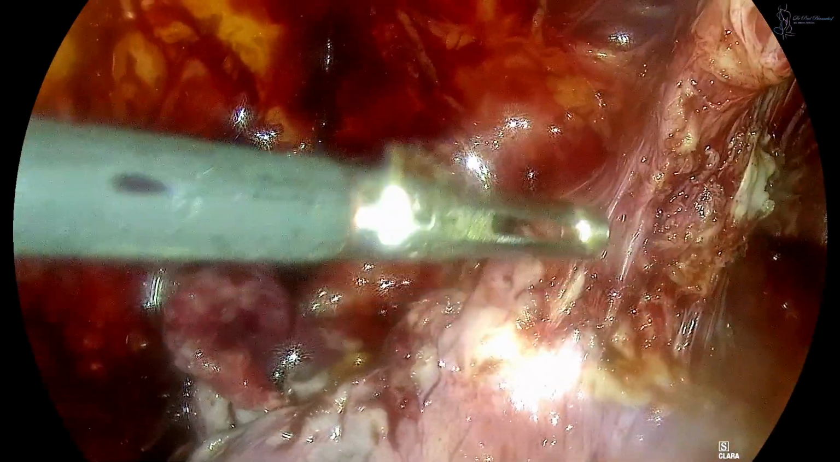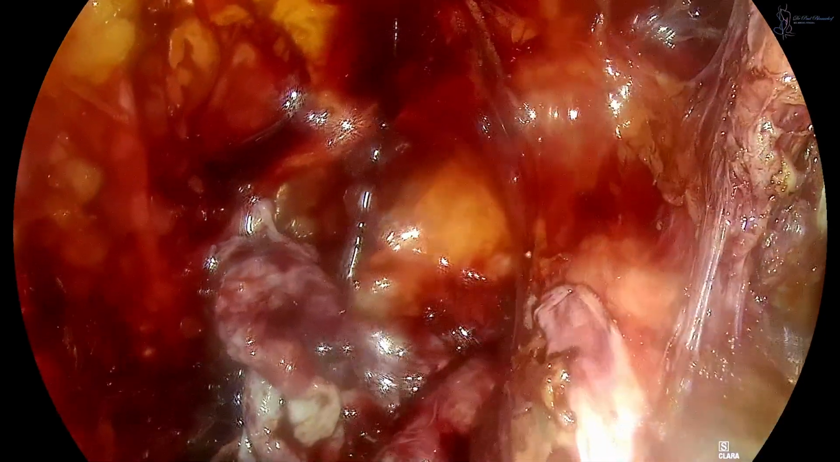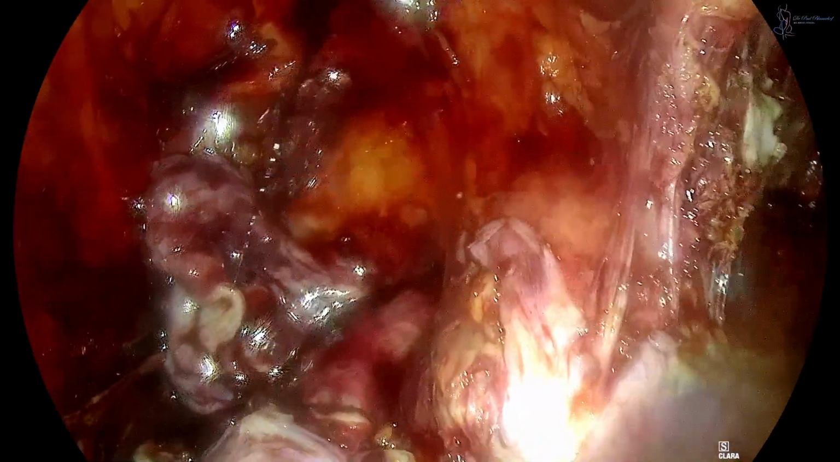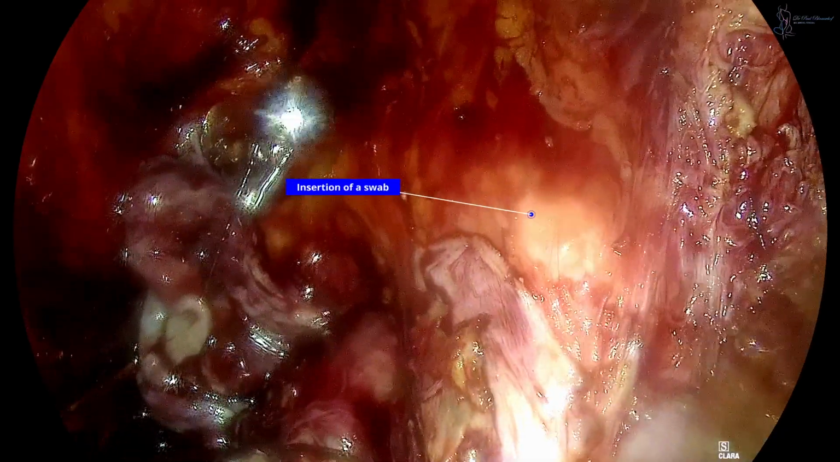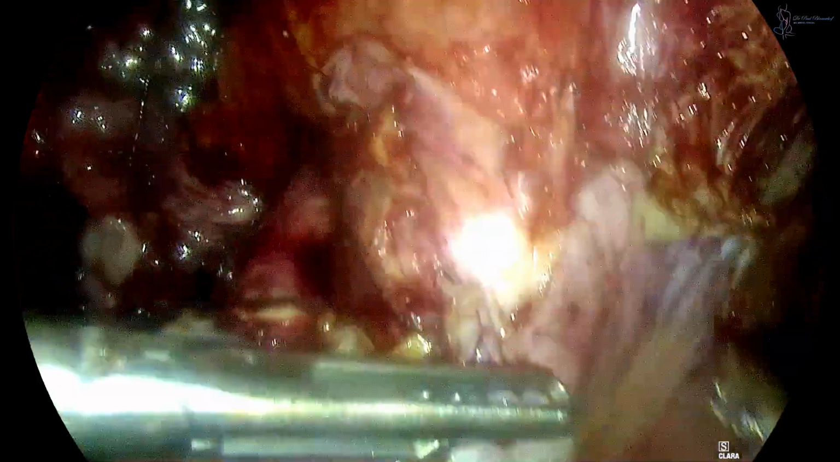Insertion of a swab mounted on a stick into the vagina, to aid in defining the completion of bladder dissection. This technique helps provide clear visualization and identification of the bladder's boundary, ensuring precise surgical dissection and minimizing the risk of bladder injury.